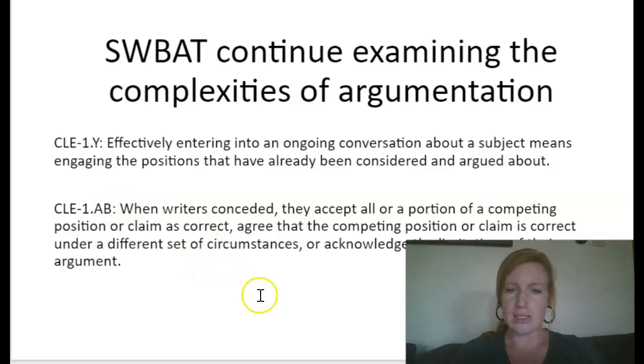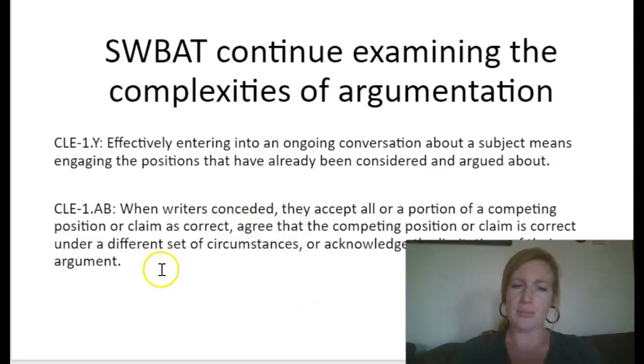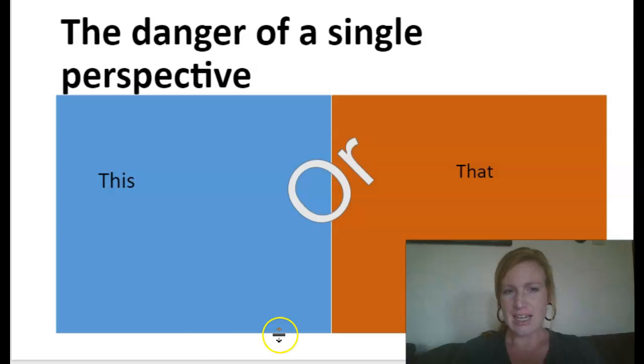We also need to understand this idea of concession. When a writer concedes, they either accept all or a portion of a competing position. So with an opposing argument, I might say, yeah, you are right when you think this. Or I might accept a part of that opposing argument. Like, yes, I agree that this is true, but we've missed the major point, which is this. And so again, we need to understand that argumentation is not just this or that. It is more complex and nuanced.